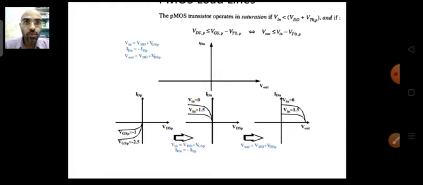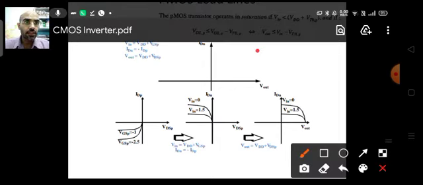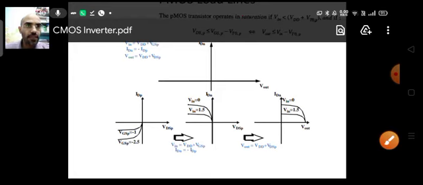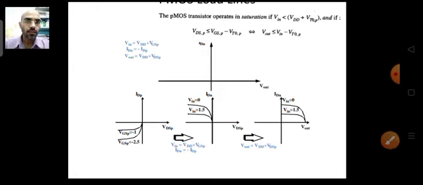If you substitute Vin and Vout instead of VGSP and VDSP, as we have seen in yesterday's class, then you can rewrite the same equation, which is written in terms of VDSP and VGSP over here, and use these equations directly. So Vin is equal to VDD plus VGSP, IDN is equal to minus IDP, and Vout is equal to VDD plus VDSP. These are the equations which we have seen yesterday.